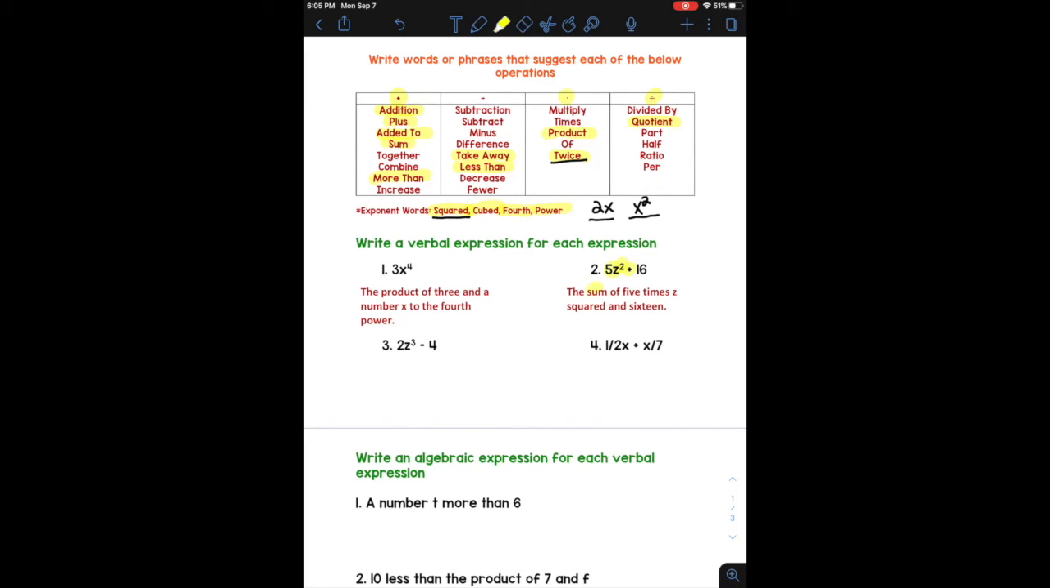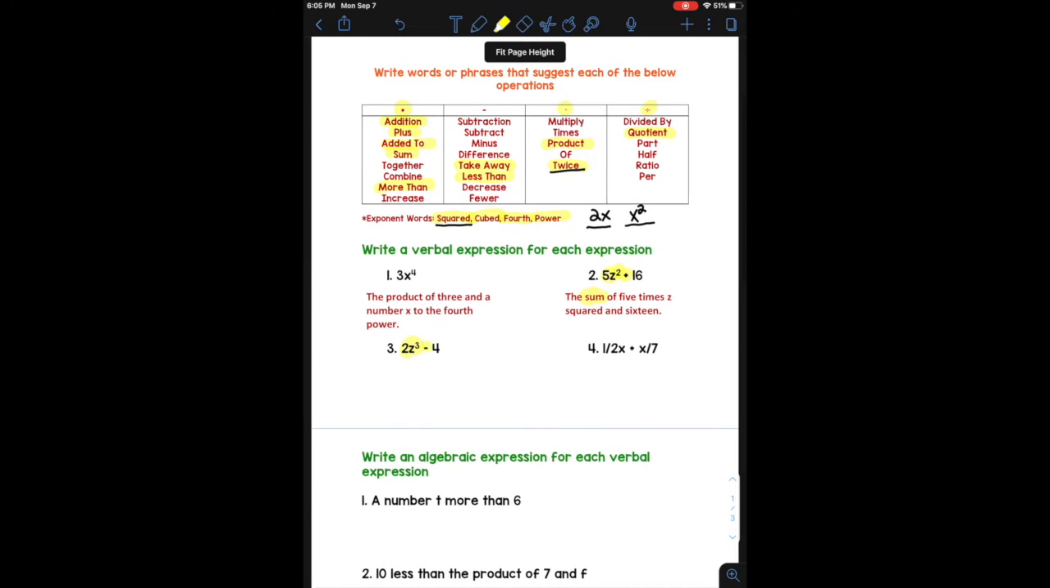Remember, the word sum is on our addition list. That's going to be a very popular one that you're going to see. You could have also read it from left to right, 5 times z squared plus 16. That would also be correct. Number 3, again, we have similar operations from number 2. We have multiplication and an exponent, but we have to the 3rd power, and we have subtraction.